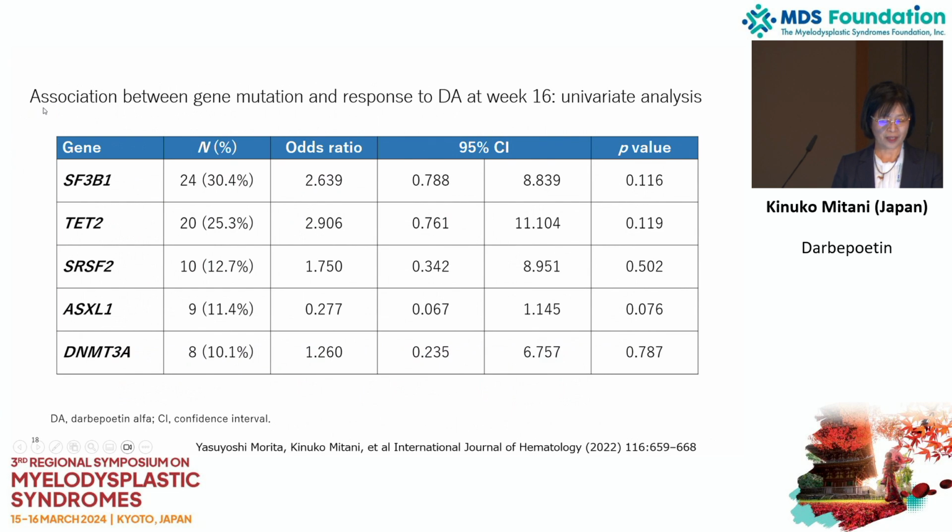This slide shows an association between gene mutation and response to darbepoetin alpha at week 16. We analyzed a relationship between highly frequent gene mutations and rate of hematological improvement by univariate analysis. But this analysis failed to show any correlation between these mutations and efficacy of darbepoetin alpha. The same results were obtained when the analysis was limited to transfusion-independent patients.